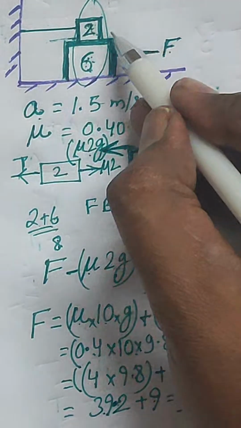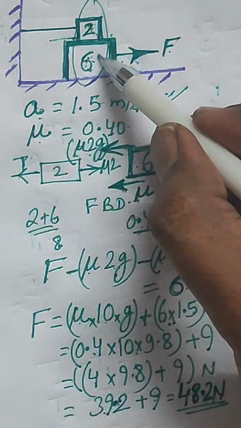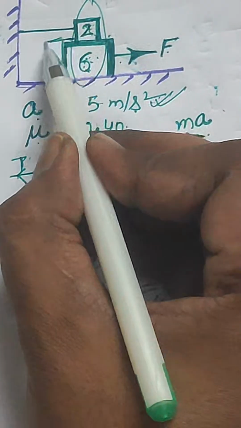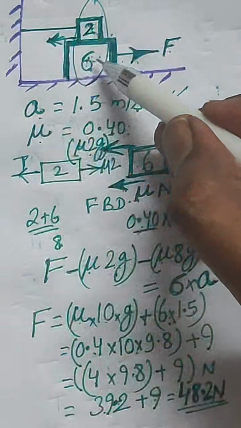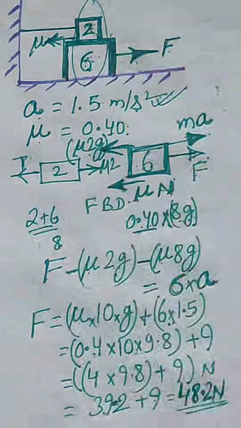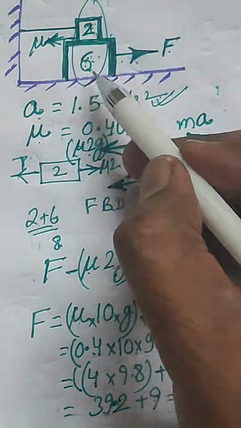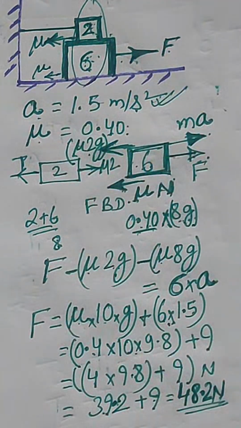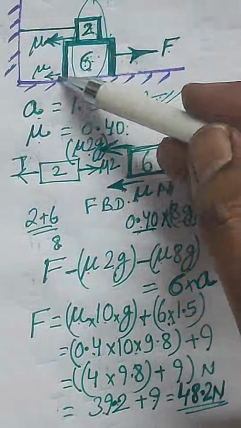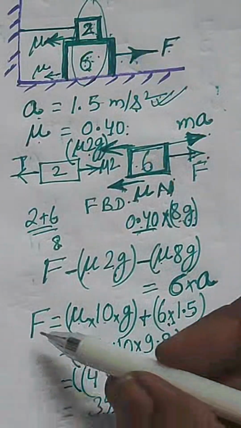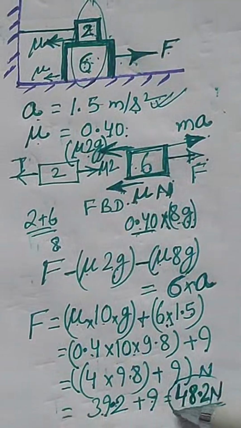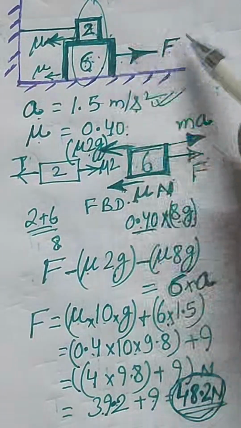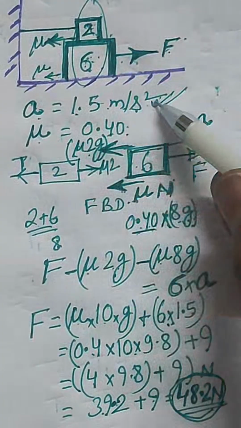It's also given that the coefficient of friction between the surfaces is 0.40. So that friction is applied at the surface of contact between the two blocks. Here the coefficient of friction mu is applied, and this block is also resting on the ground, so here also a coefficient of friction will come into the picture. So considering all this, we have calculated that the magnitude of the force should be 48.2 Newton. Then only this block will be moving with an acceleration of 1.5 meter per second square.